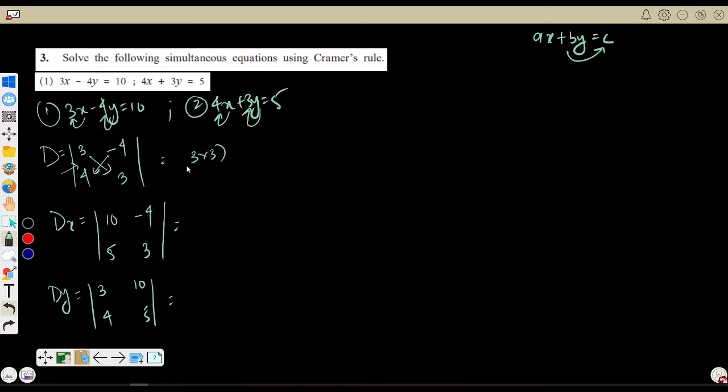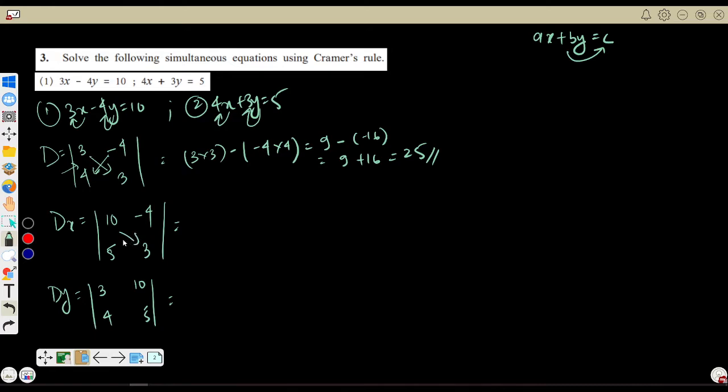3 multiplied with 3 minus 4 multiplied with 4. This will give you the value as 9 minus 16, which is 9 plus 16, which will give you the value as 25. So this is the first required value.